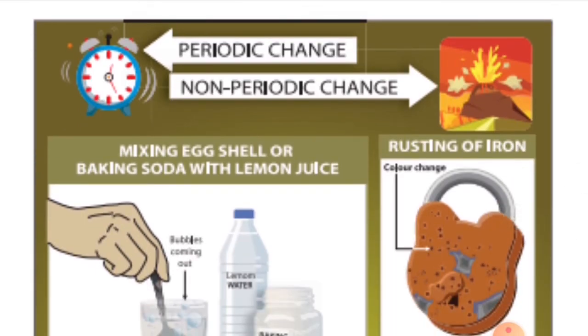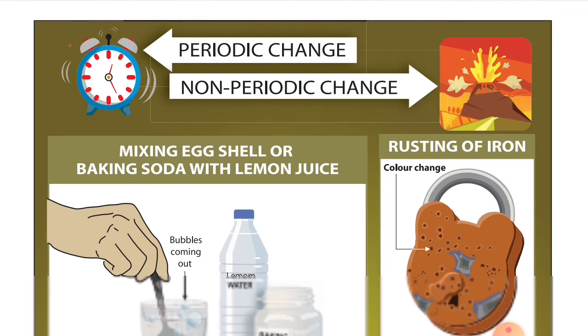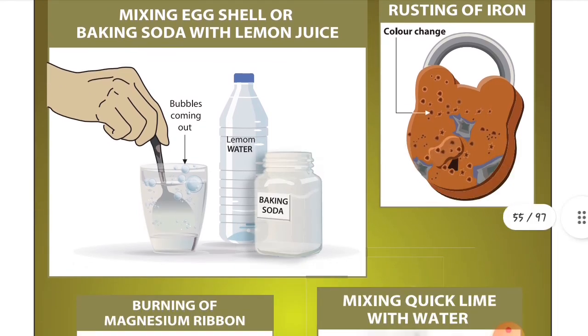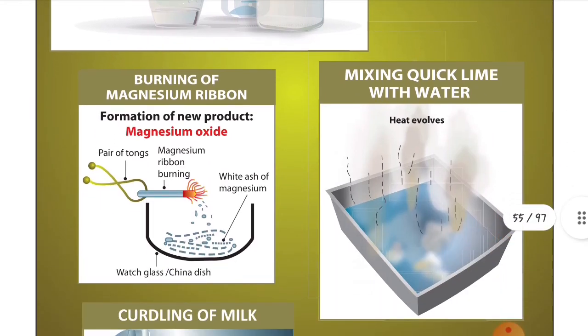And now let's move to the important topic, periodic change and non-periodic change. Mixing eggshell or baking soda with lemon juice. See here the bottle, lemon water, and this is baking soda. You take a glass. What will happen? See the glass, children, bubbles will be there. This is one of the chemical changes, children. And here, see the rusting of iron, the color will change, a reddish brown color will be there. And burning of magnesium ribbon is also one of the chemical changes, children. There is a formation of new products, children.